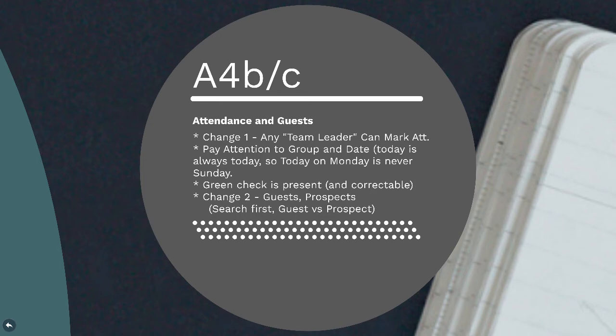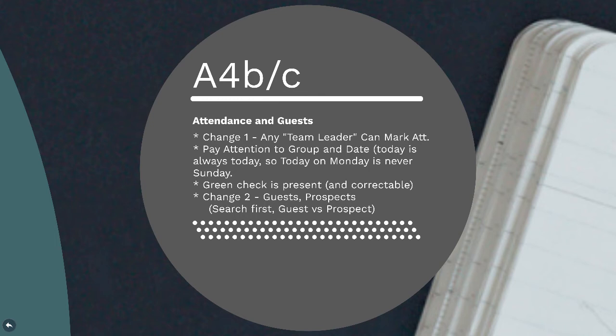Pay attention to the group and date. A lot of times we have people that will go back and put attendance in and not put it in the right date or things like that. So remember, if it's Monday, today is Monday. If it's Sunday, today is Sunday. But when you go back and you want to correct attendance, then you need to make sure that you change the date to specifically the date that you're looking for. Green, we touched on, is present. That is correctable, and so you can go back and add attendance, and you can also subtract attendance.